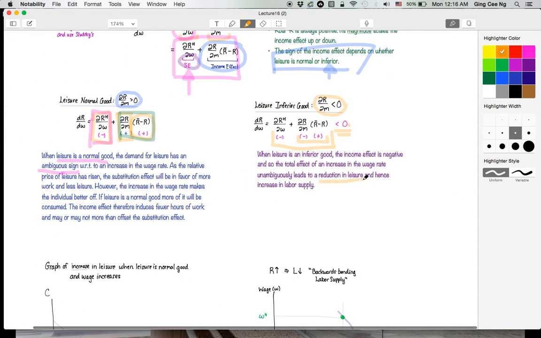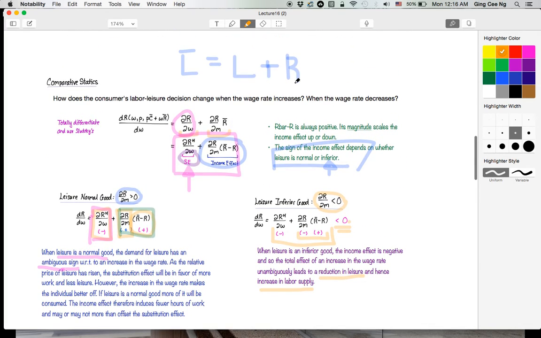When your leisure goes down, that means that your labor supply goes up. Again, if your leisure goes down, that means your labor supply goes up. So when you consume less leisure, you work more.